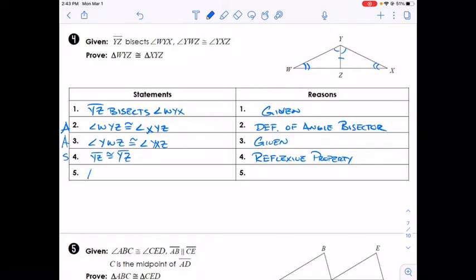So now we can say that triangle WYZ is congruent to triangle XYZ, and our reason is going to be angle, angle, side. So we have an angle measure here, and a side length here, and an angle, angle, and side of the other triangle. So they have to be the same in both triangles in order to be congruent.